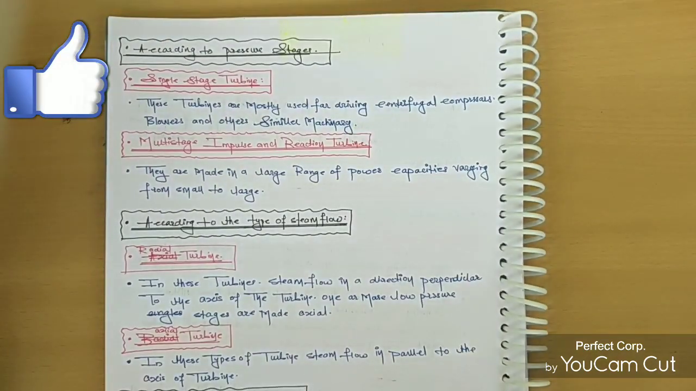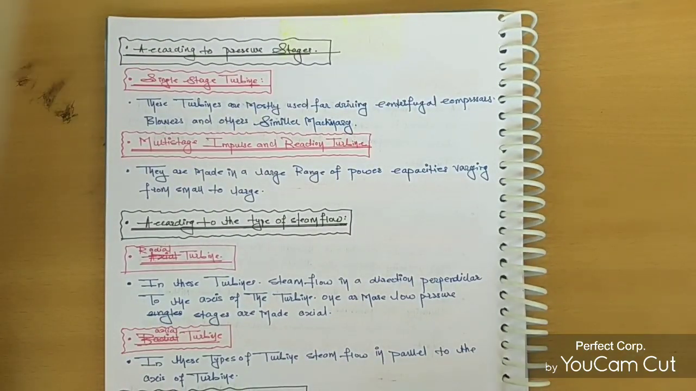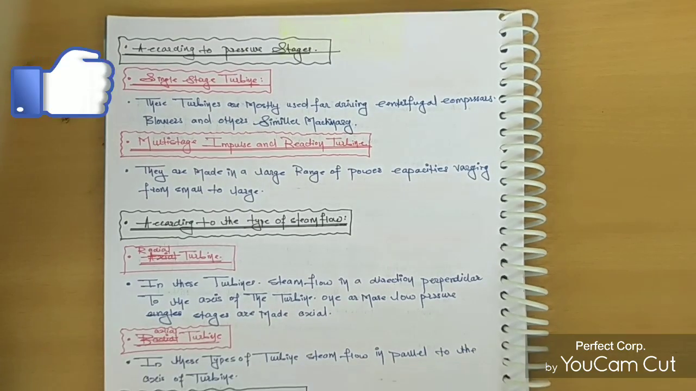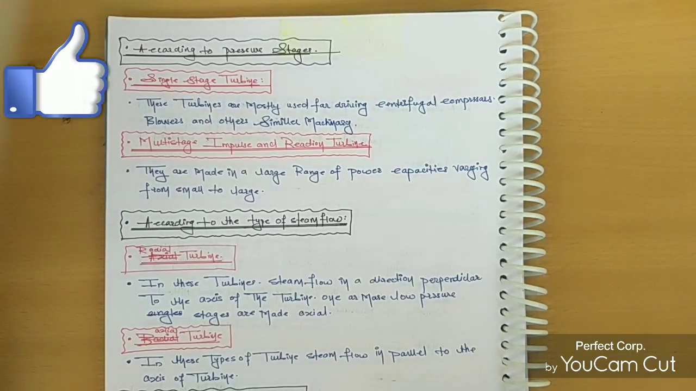And the next type is according to the type of steam flow. According to the type of steam flow, the turbine is categorized into two types: one is the radial turbine, another is the axial turbine. In a radial turbine, the steam flows through the turbine perpendicular to the shaft. In an axial turbine, the steam flows parallel to the shaft. Another aspect is according to the number of shafts: single shaft and multi shaft.